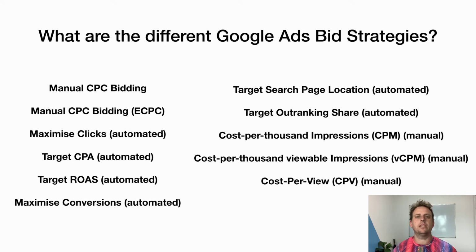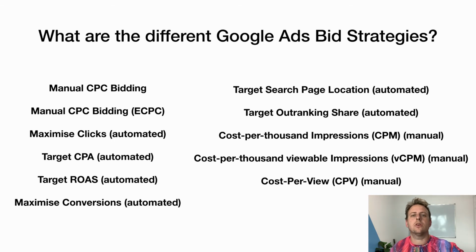The next one is target CPA, which is cost per acquisition. Once again, this is an automated strategy, and it goes hand in hand with target return on ad spend, which is the next one. Both of these two are where you're giving Google a target. You're saying, I want you to get as many sales within my budget at a cost per acquisition of $3.50 or less, right? Or I want you to get as many sales within my budget at my target ROAS of 7x or 10x, right?